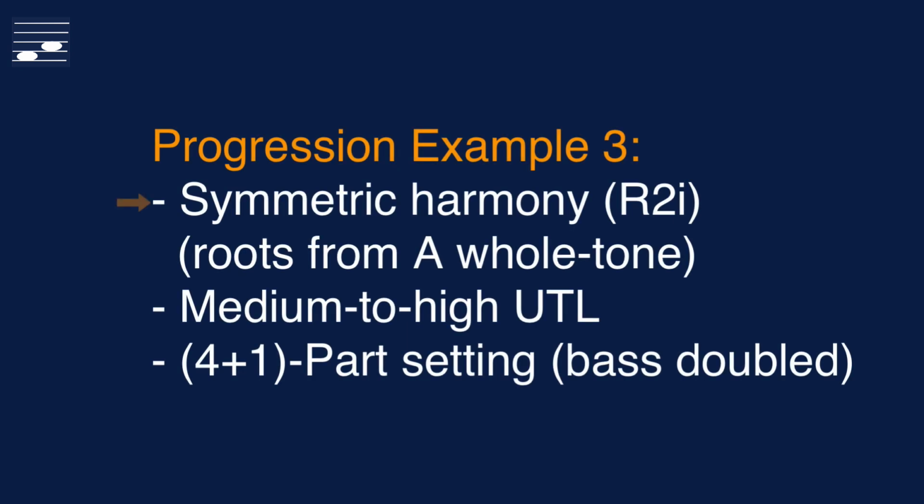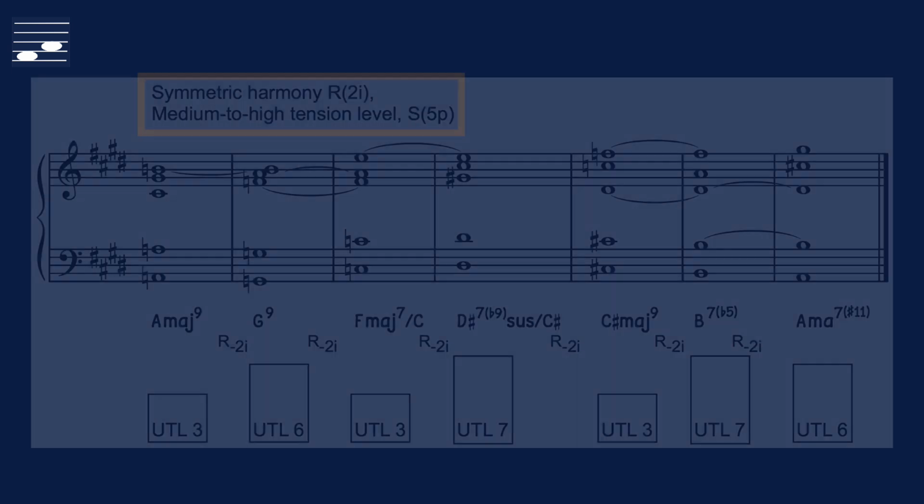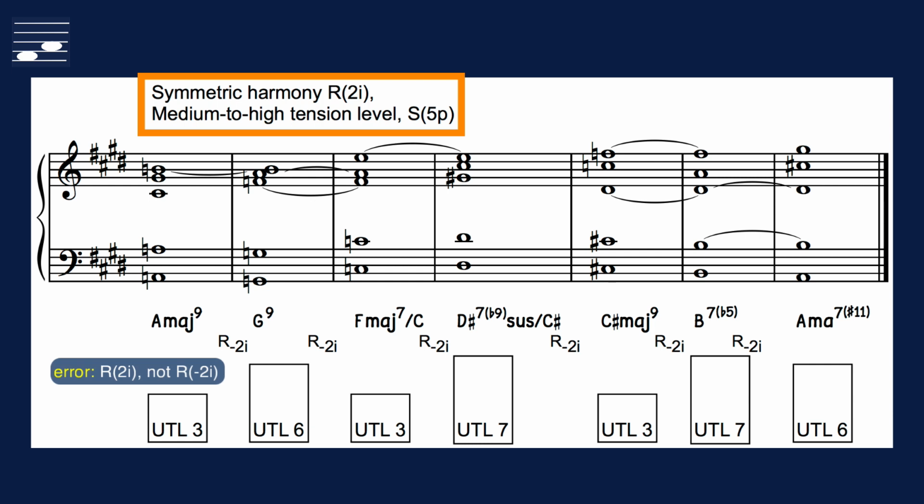Now the symmetric roots are derived from an equal division of the octave into 6 pitches, forming a whole tone scale. The roots descend in major second steps, R2I, starting on A. The tension level is medium to high, and an additional 5th part is created by doubling the bass part. A progression like this in the symmetric system would be great for a transition section in a longer piece.